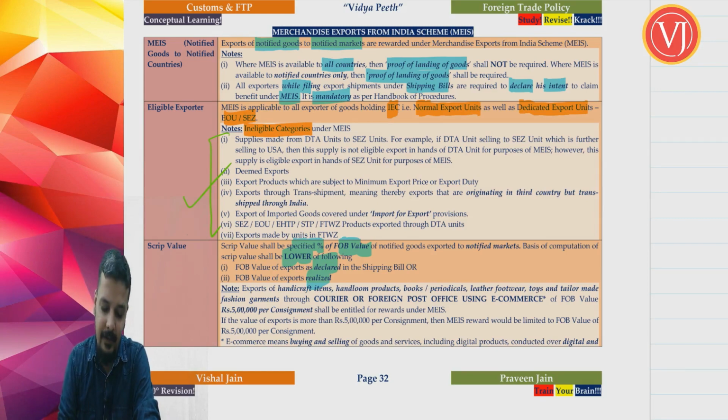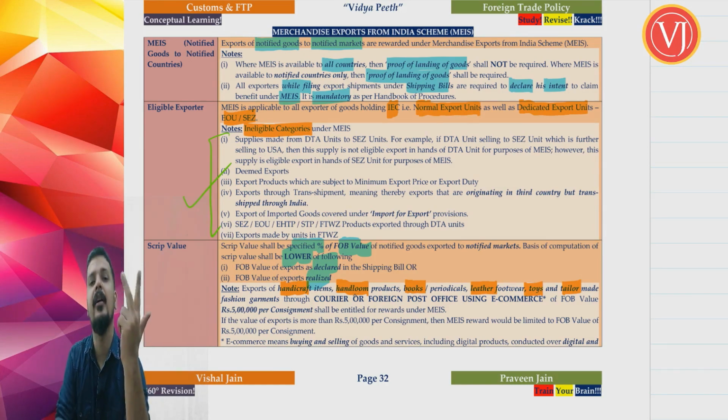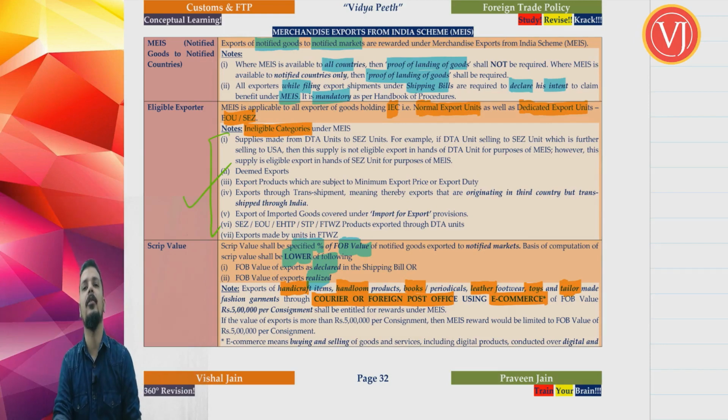And friends, when export of certain goods, what are the certain goods? That is handicraft items, handloom items, books and periodicals, leather footwears, toys and tailor-made, ready-made garments. So specified items, I will repeat the items. It is handicraft items, handloom products, leather products or leather footwears, books and periodicals, toys or tailor-made fashion garments. In all these cases, you can export through courier or foreign post office using e-commerce. You can sell it, export it through your Amazon or Flipkart or any other e-commerce mode.